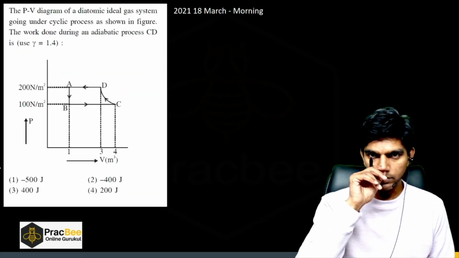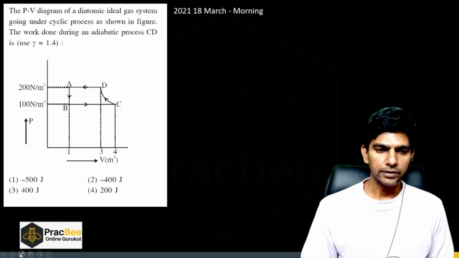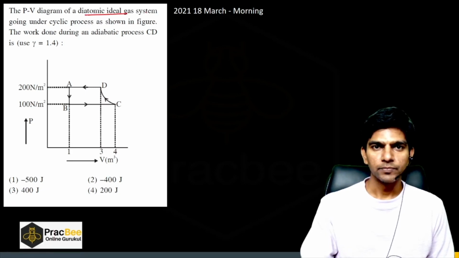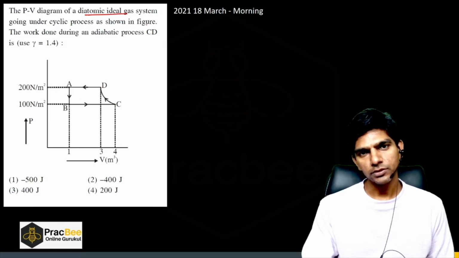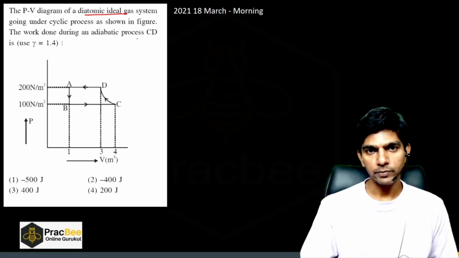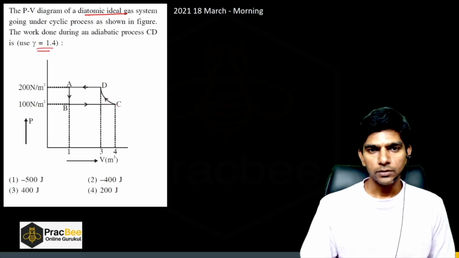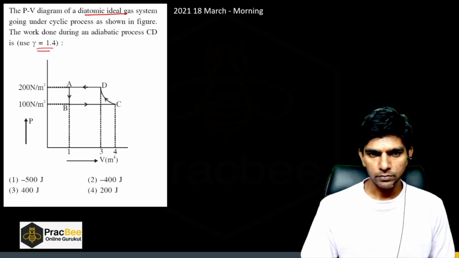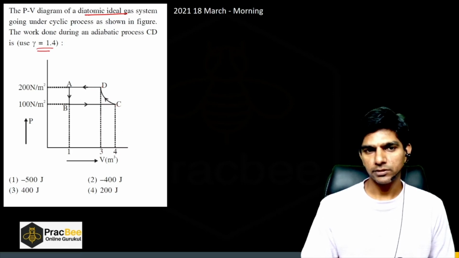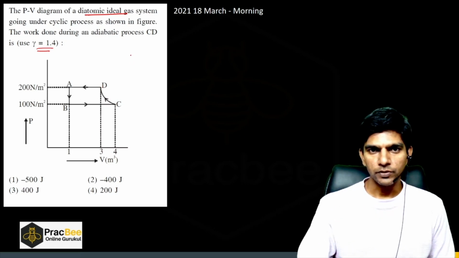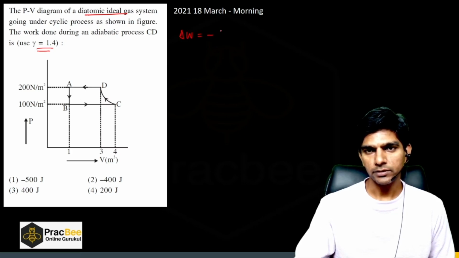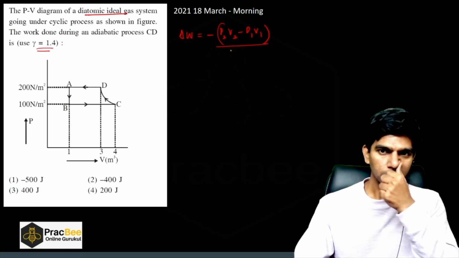Right. Now look at another question. The PV diagram of a diatomic ideal gas system going under a cyclic process is shown in the figure. We need the work done during the adiabatic process CD, and we use gamma equal to 1.4. So it's an adiabatic process and we have been given volumes and pressures at both states. So we know that work done in an adiabatic process is P2 V2 minus P1 V1 upon gamma minus 1, with a negative sign.